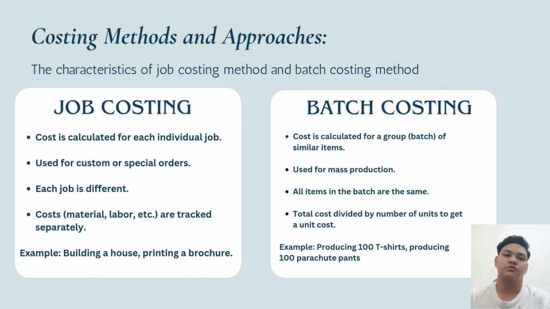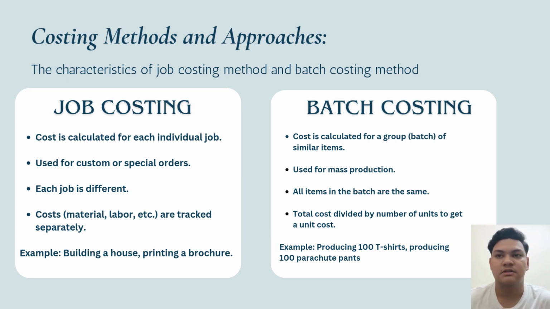Costing methods and approaches. In this topic, I will explain the characteristics of job costing and batch costing methods. The first one is the job costing method. In the job costing method, the cost is calculated for each individual job. Next, it is used for custom or special orders. Each job is different, and the cost for the material and labor are tracked separately.